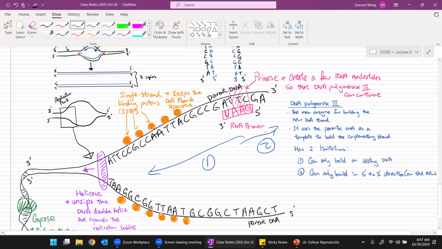5 to 3. This is 5. This is 3. This is the new strand towards the fork, right? Understand? It can only build in the 5 to 3 on the new strand. So we're not looking at the numbers for the black. We're looking for the numbers on the new one. Okay. So when polymerase 3 comes, it's going to build it like this. It's just going to continue. Okay. C, G, G, C, G, so on and so forth.